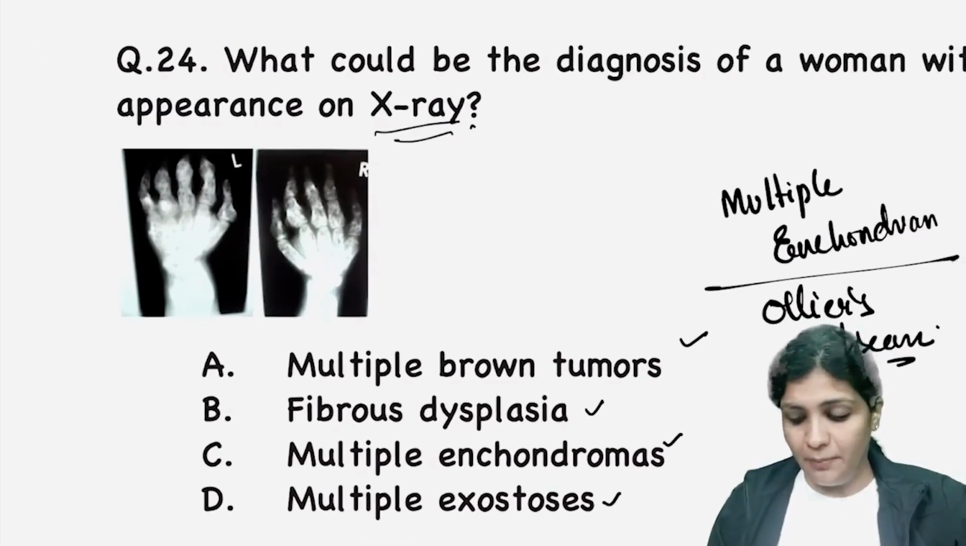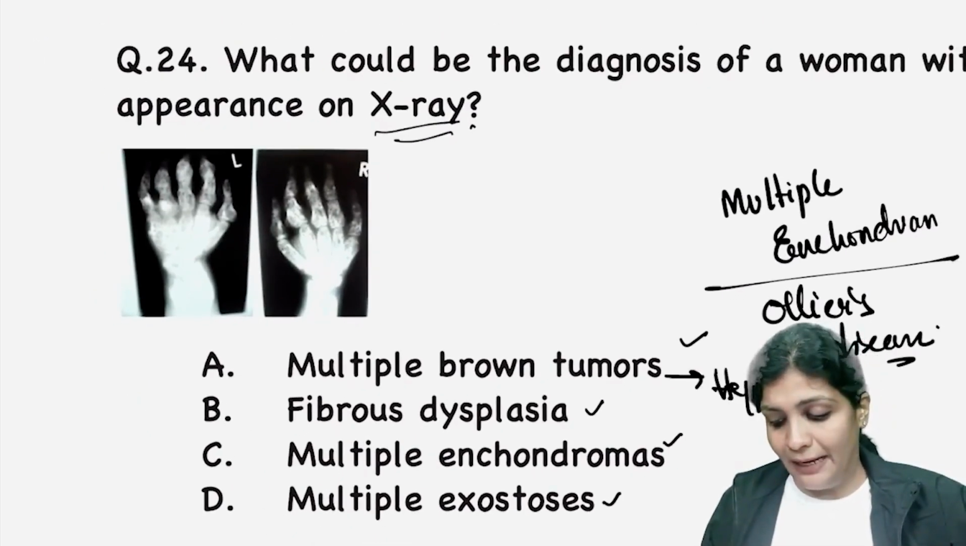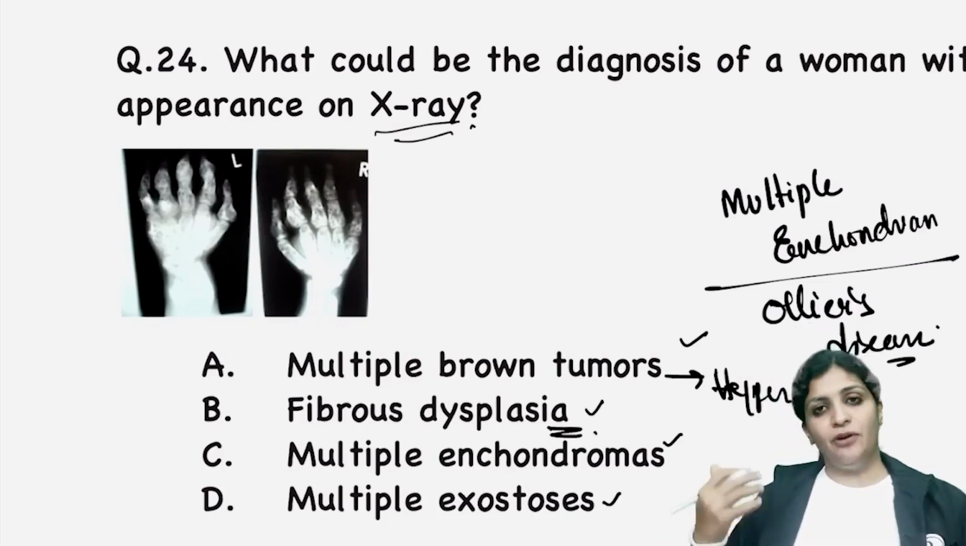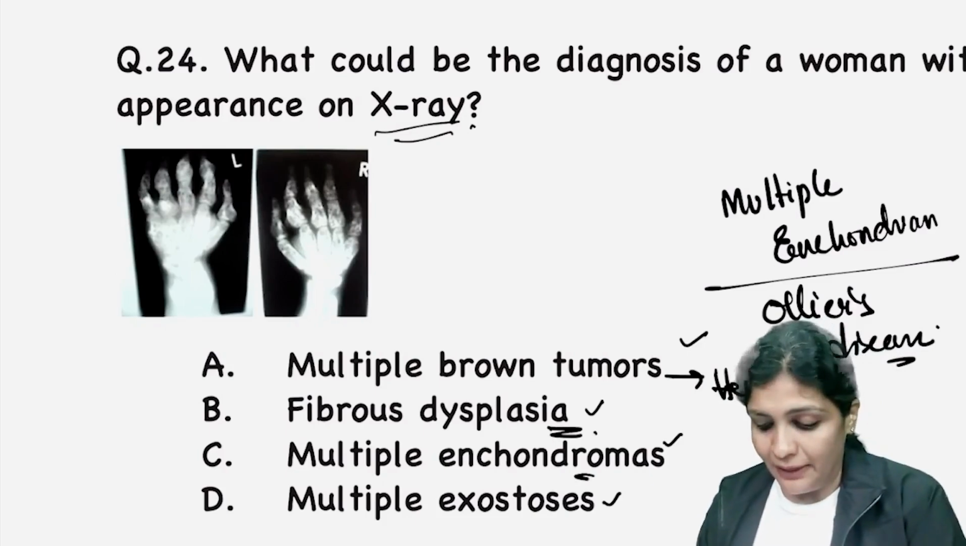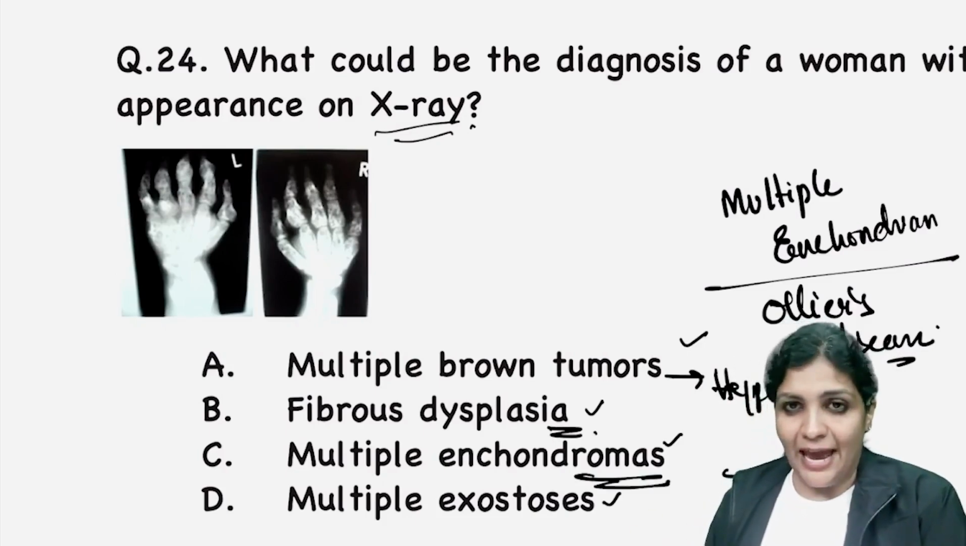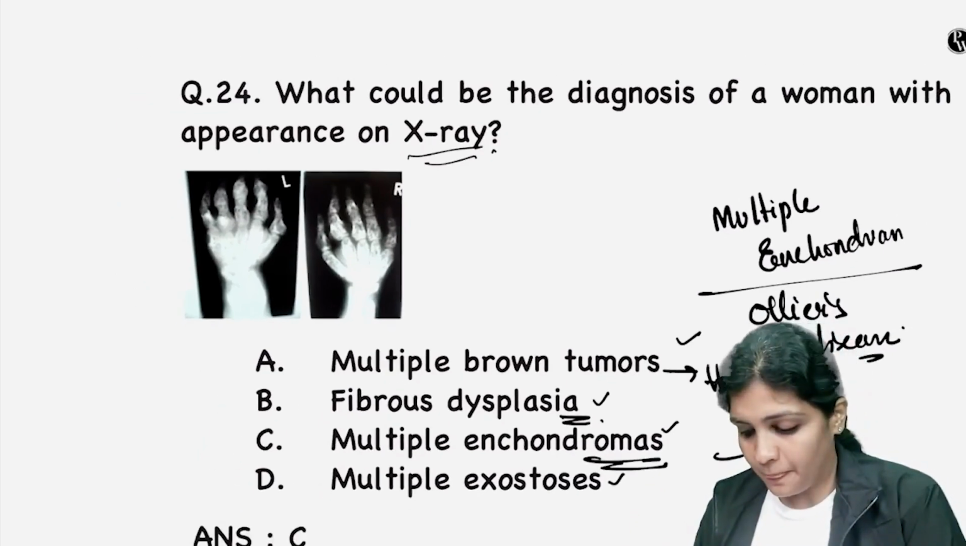Multiple brown tumors you see in case of hyperparathyroidism, and fibrous dysplasia we have already dealt with. Polyostotic fibrous dysplasia is McCune-Albright syndrome. Multiple enchondromas is Ollier's disease. And what is Maffucci syndrome?